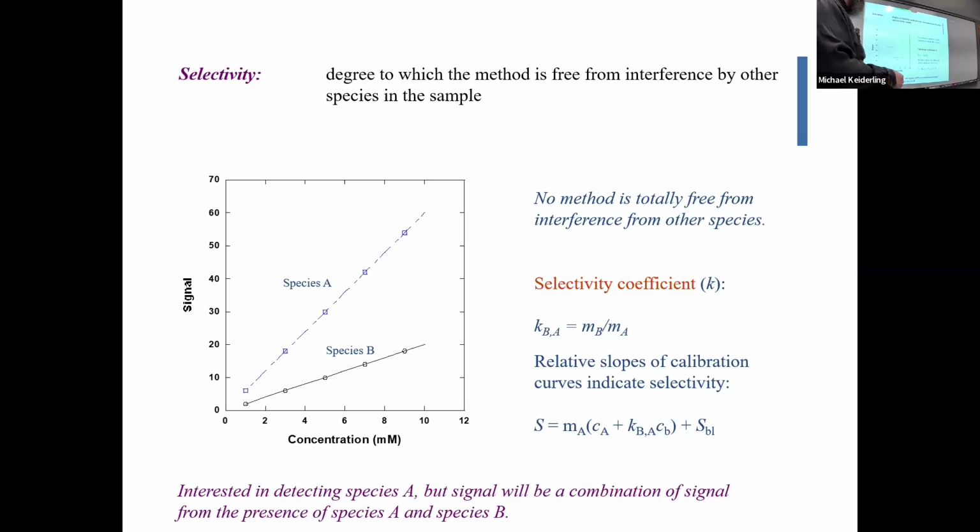And it's basically you look at the slope for species A and compare it to the slope for species B in your signal. And the ratio is the selectivity coefficient. If you're interested in detecting species A, but your signal will be a combination of the signal from both A and B. And so ideally, you'd like the selectivity coefficient to be as small as possible.